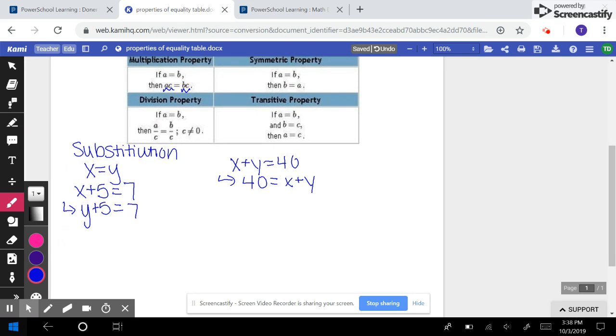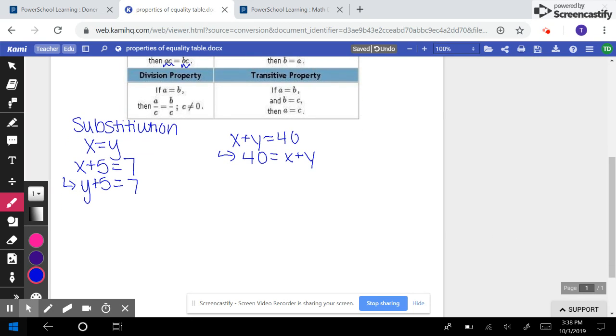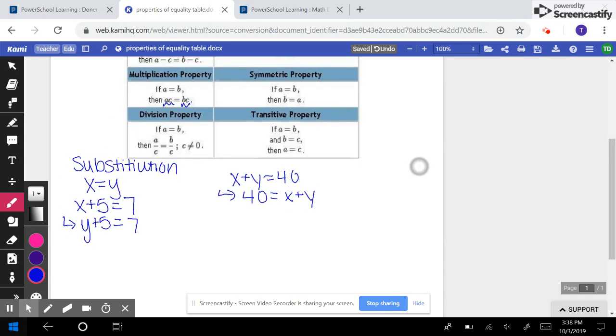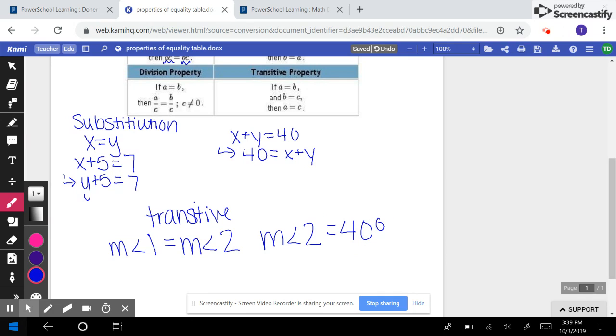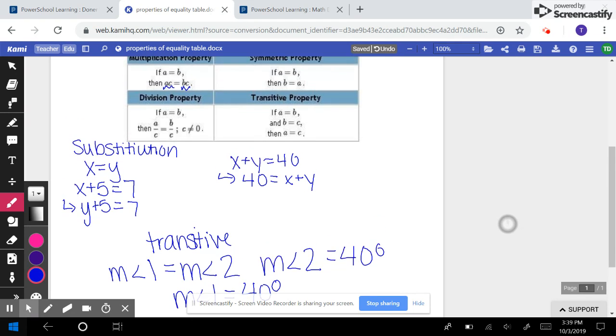And the transitive property tells us that if A equals B and B equals C, then A equals C. An example of this is if we have the measure of angle 1, and that is equal to the measure of angle 2, and we know the measure of angle 2 is equal to 40 degrees, we can therefore say that the measure of angle 1 is equal to 40 degrees. That is our transitive property.